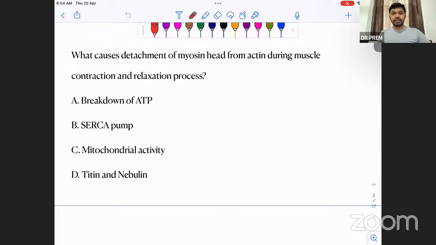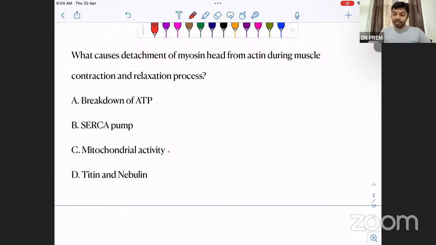All right, people. Let's get to the answer here. Now, the right answer for the question is C, mitochondrial activity. First thing first, let's understand why this is the right option and why the other options are not right, and then let's understand the question and options as well.